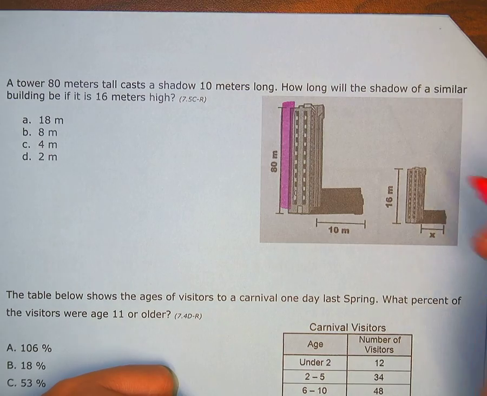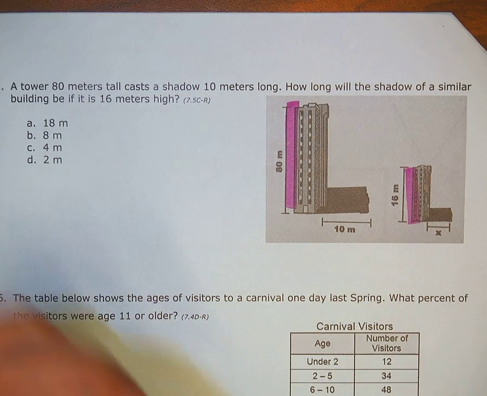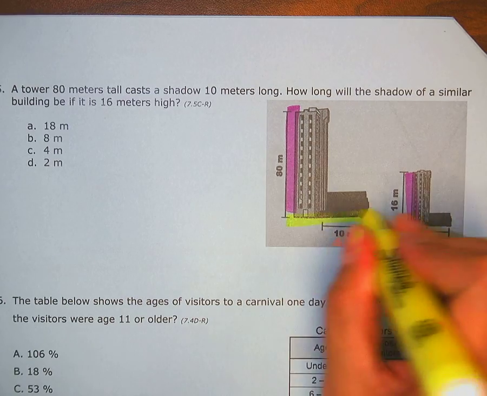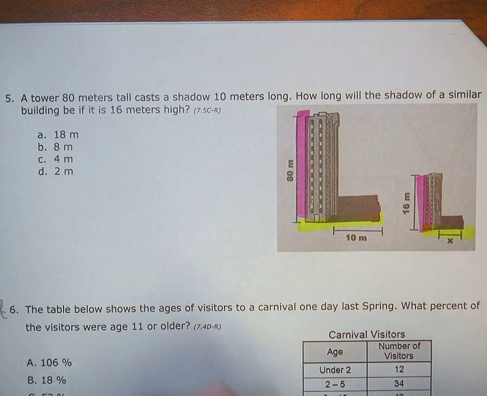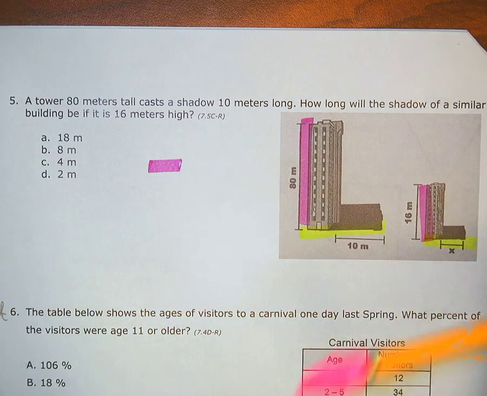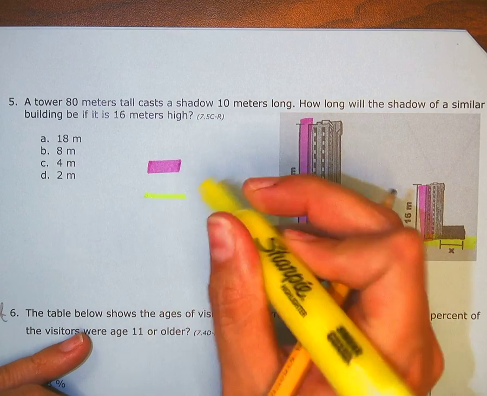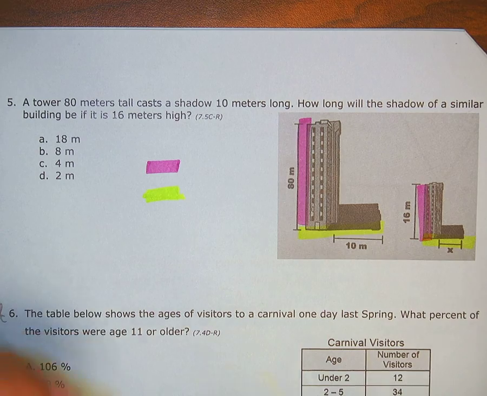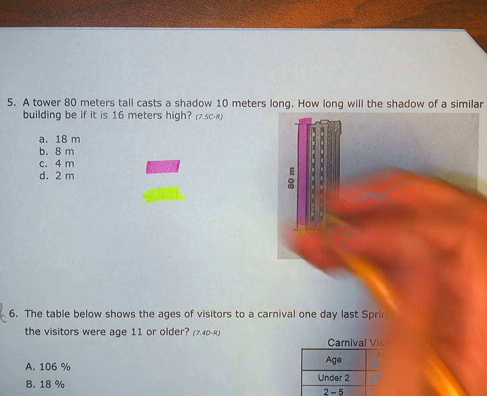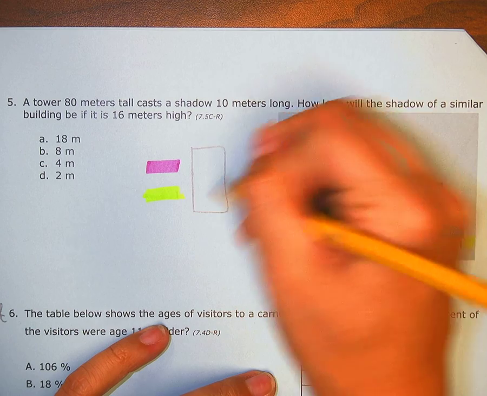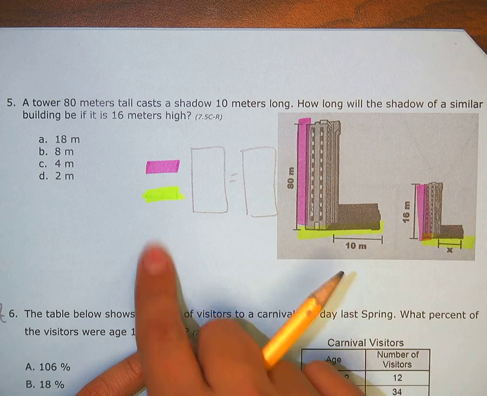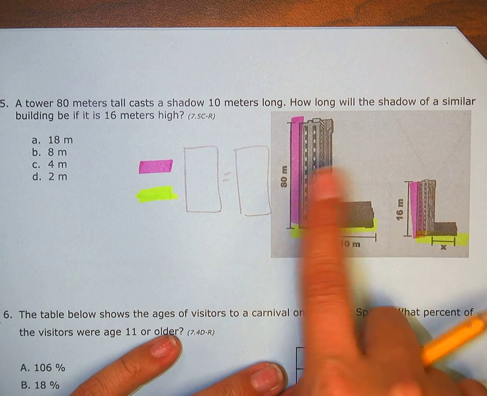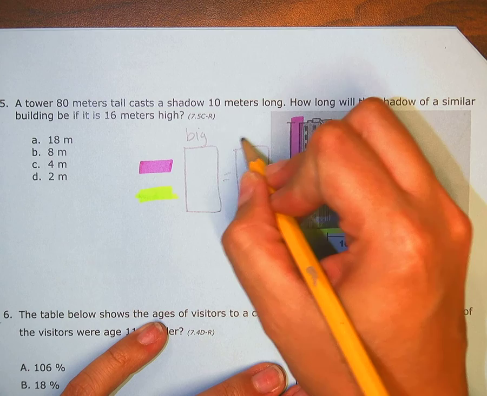I'm going to color code the height of each building in pink, and then I'll color code the shadow in yellow. If you don't want to color code, that's fine. You just need to use labels like height and shadow. I'm going to use my pink and my yellow. And then remember, each ratio in your proportion also needs to have a label. So these are my colors. And then this will be like maybe left and right, or big and small. Big and small seem to be just fine.